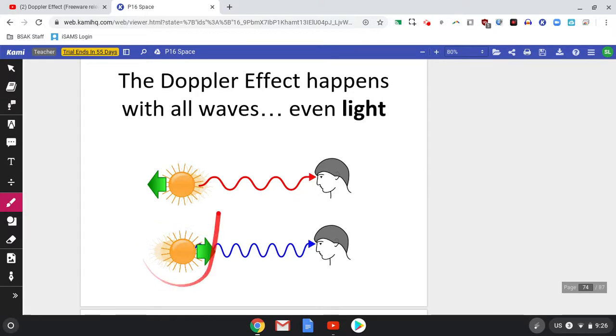Conversely, if the star or the galaxy is moving towards us, the waves get bunched up, they get squashed together, and as we know, blue and violet has a shorter wavelength, so the light from the star will look more towards the blue end of the spectrum. Now this one here, this is called redshift. So if the light is redshifted, the star or galaxy is moving away. If the light is blue shifted, then the star or galaxy is moving towards us.